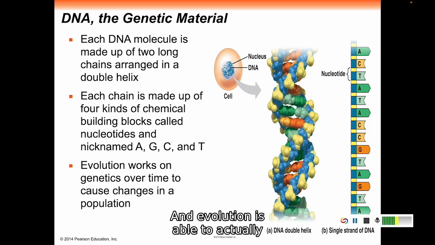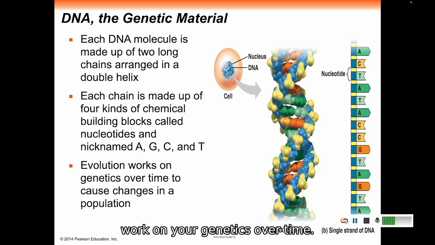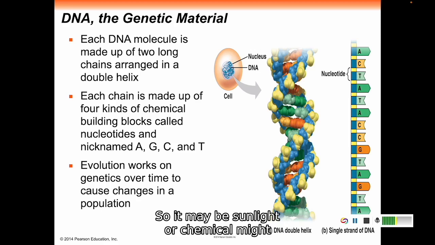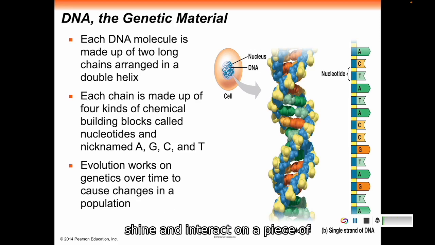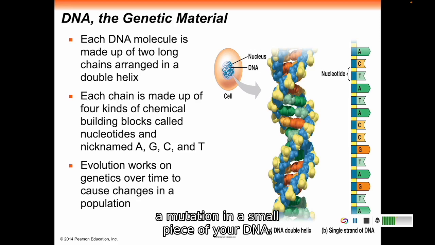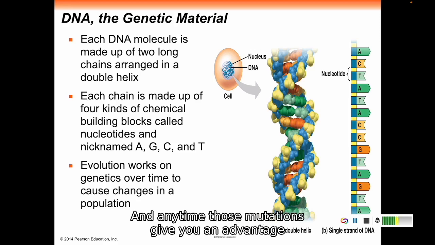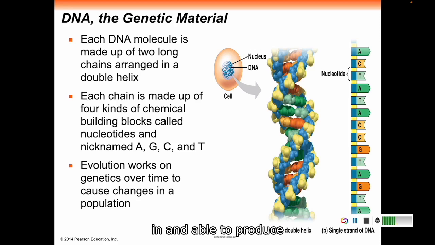And evolution is able to actually work on your genetics over time. So maybe sunlight or a chemical might shine and interact on a piece of your DNA and cause a mutation in a small piece of your DNA. So you have a slightly different gene. You might have a slightly shorter protein, or just a protein that's now able to perform or function differently. And anytime those mutations give you an advantage in being able to produce offspring and pass on those traits, then those will be passed on.